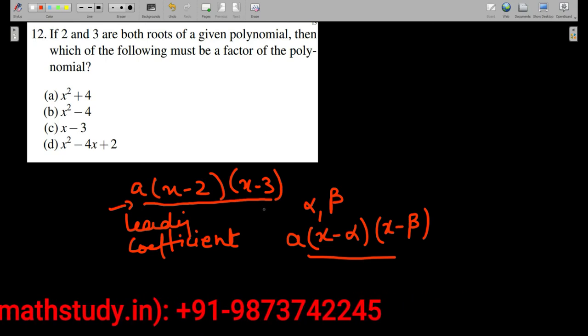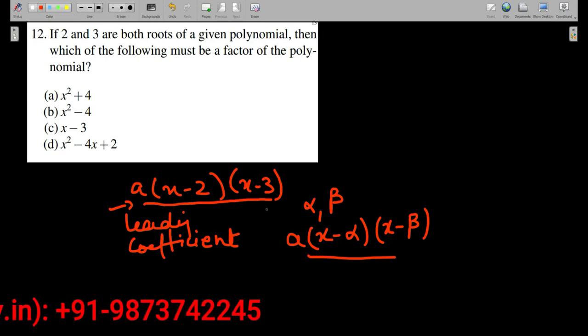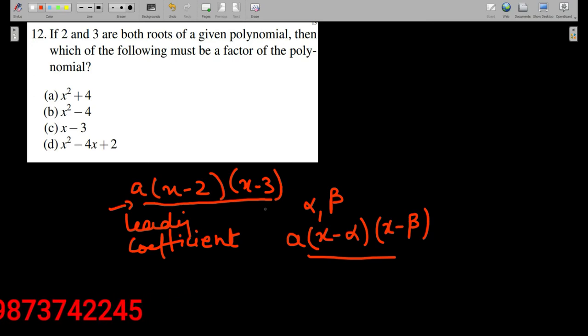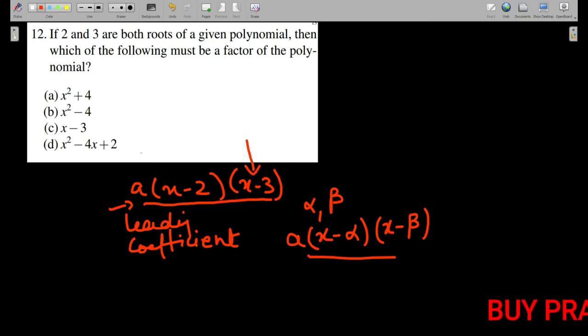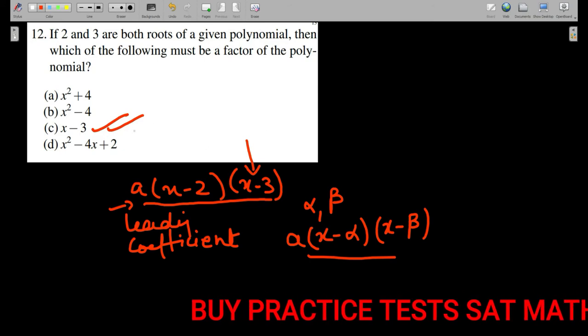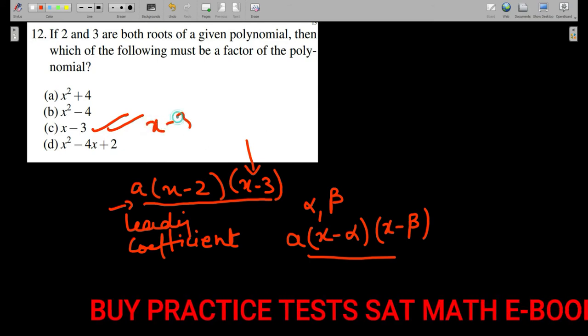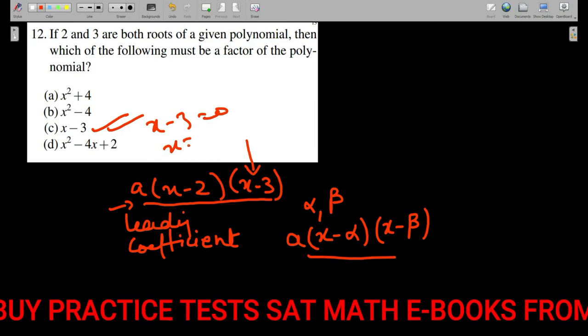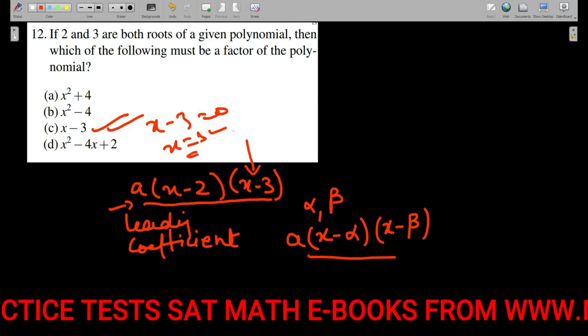3, then the question is which of the following must be a factor of the polynomial. So obviously we have x minus 3 as a term here, so therefore x minus 3, that is option number C, should be a factor here, because x minus 3 equals 0, that is x equal to 3 will give you a factor 3, right?